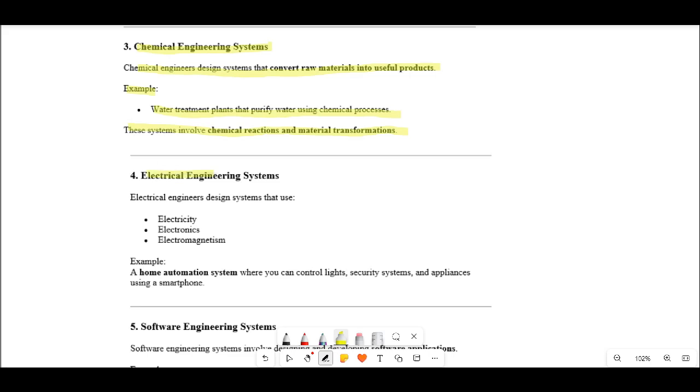The fourth one is electrical engineering system. Electrical engineers design different systems that use electricity, electronics, and electromagnetism. And for example, we have a home automation system where you can control light, security system, and other appliances using a smartphone.